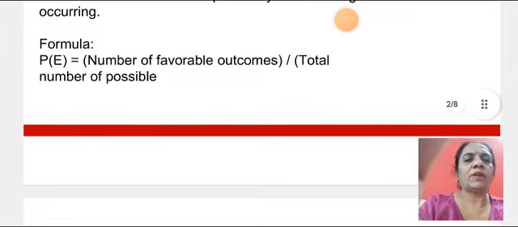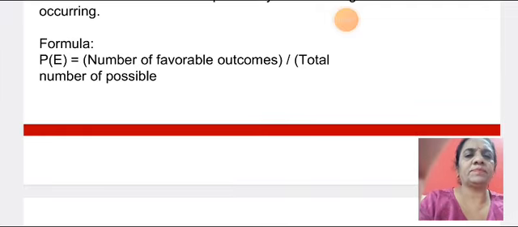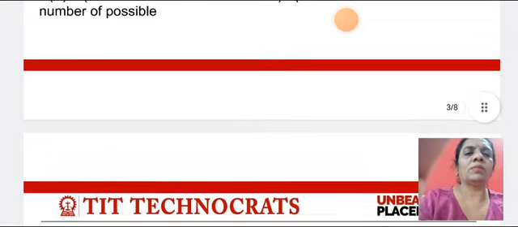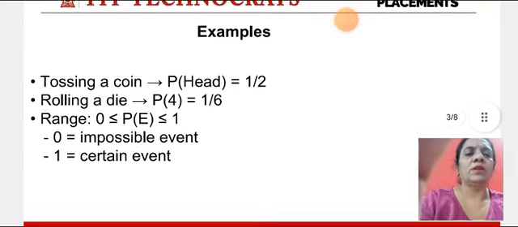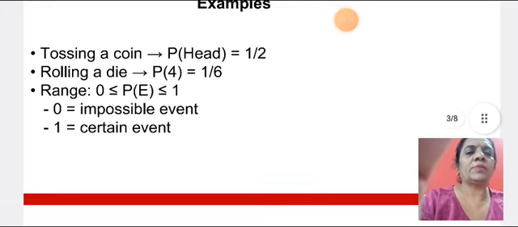The formula that we have to use to find the probability of any event is P equals the number of favorable outcomes divided by the total number of all possible outcomes. For example, if we toss a coin, then the probability of getting a head is 1 by 2. Second example, when we roll a die, then the probability of getting 4 is 1 by 6.